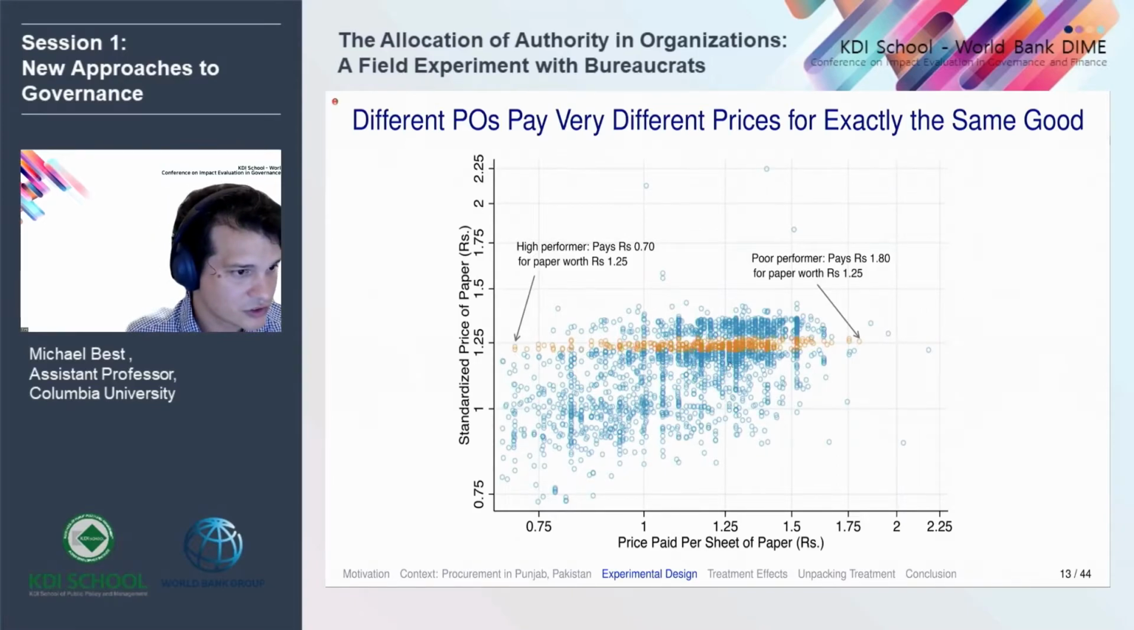So here's a picture of all the paper purchases, for example, in our data. On the horizontal axis, we have the price they actually paid. And on the vertical axis, we have our measure of how much this paper is actually worth. And so you see that even this orange streak here, these are all purchases that we think are worth around the same amount. And there's an enormous amount of variation in what people are actually paying for these products.